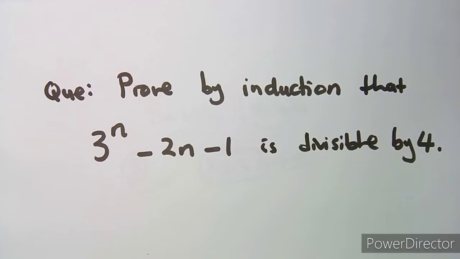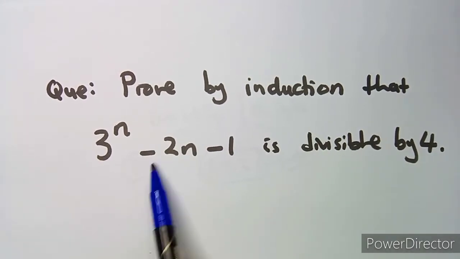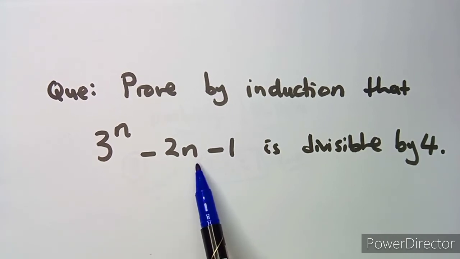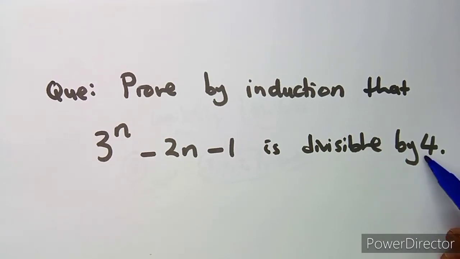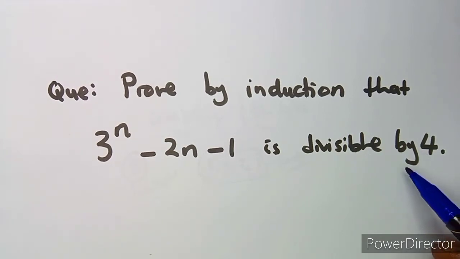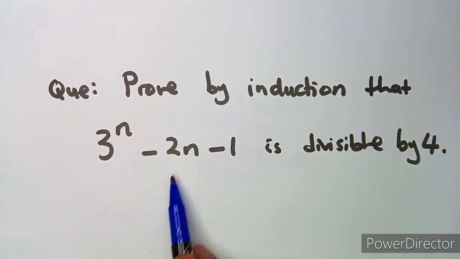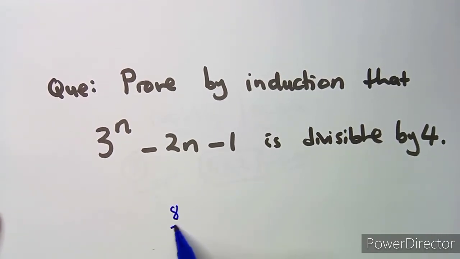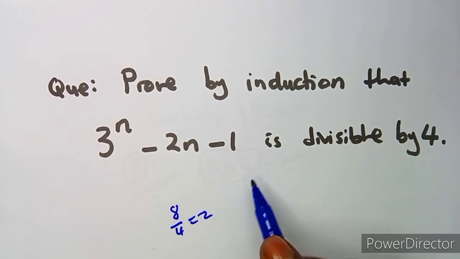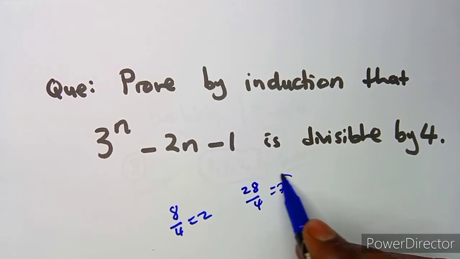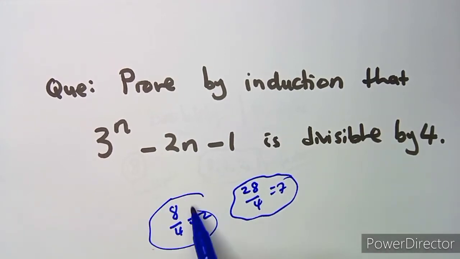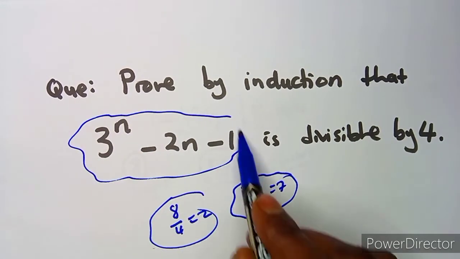If it is divisible by 4, what does it actually mean? It means for any positive value of n that we substitute here, if we divide by 4, we are going to obtain an exact value. Maybe you substitute and obtain a number like 8, then you divide by 4 and it is divisible. Maybe you get a number like 28, then you divide by 4 and you get an exact value. That is what this part means.